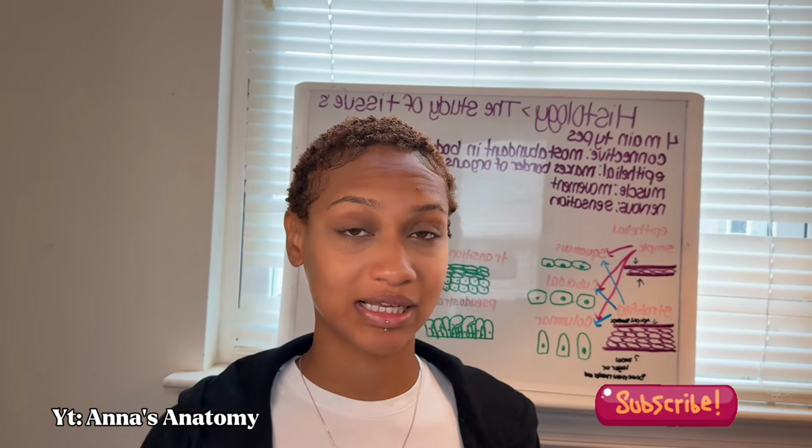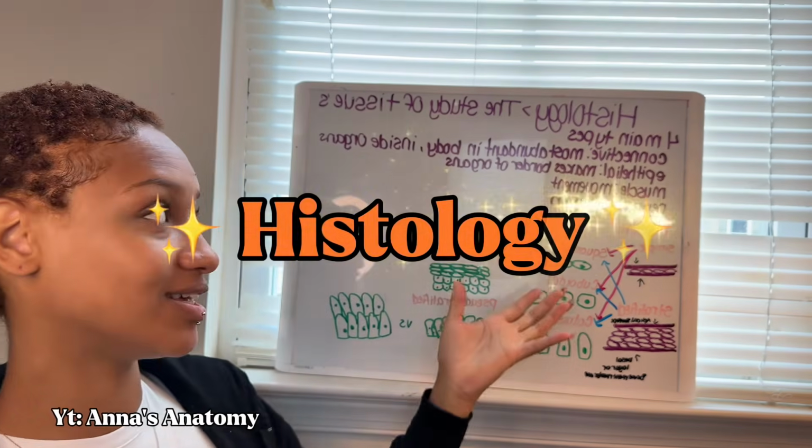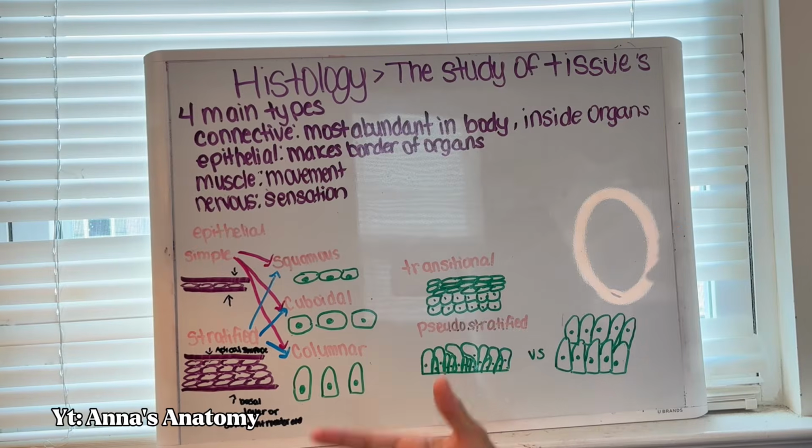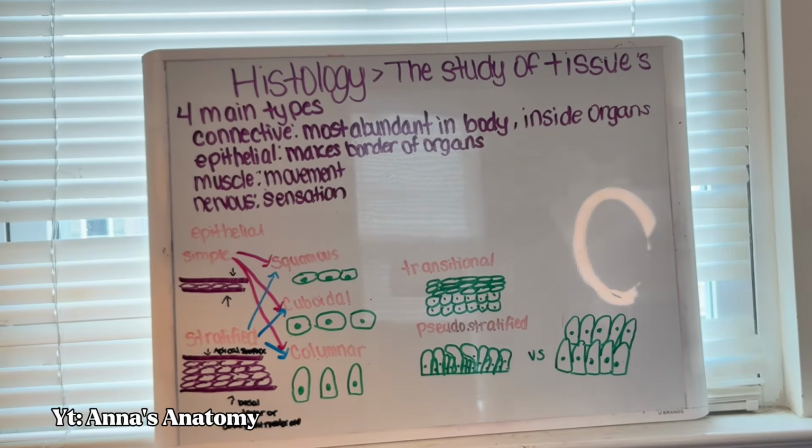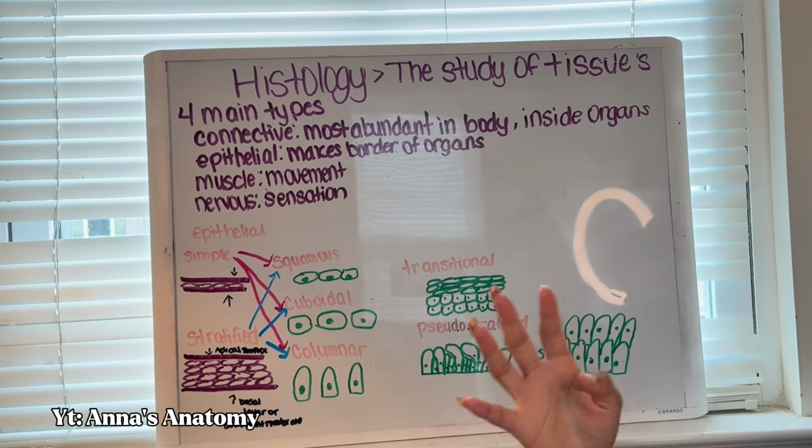Today we are going to be discussing and learning histology. So what is histology? Histology is the study of tissues. Tissues are what makes our organs, and then organs is what makes up our organ systems, and so on. Organ system is what creates our organism. So there's four main types of tissues.